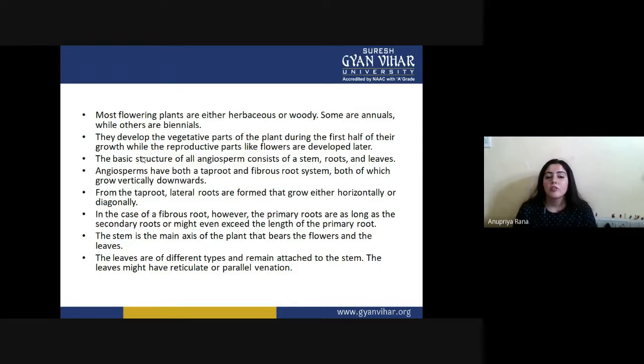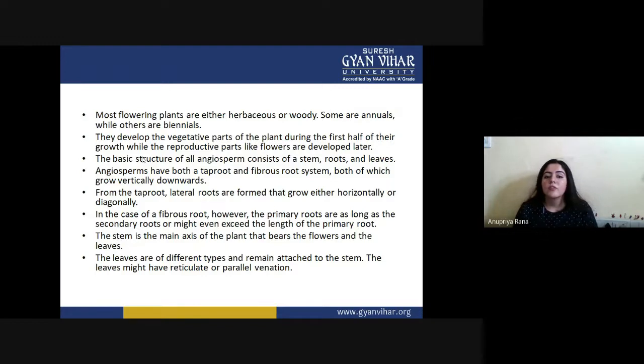The basic structure of all angiosperms contains a stem, root, and leaf. These are very fundamental parts, but they are not present in all kinds of plants. That's why we say their basic structure has stem, root, and leaves. All three characters will be present inside the angiosperm plant.